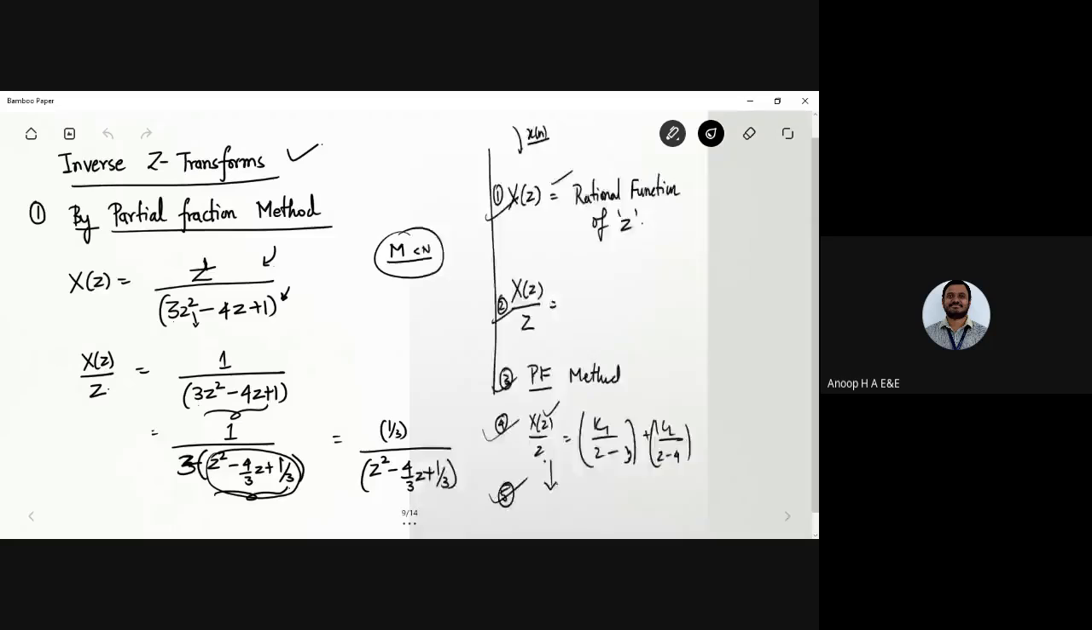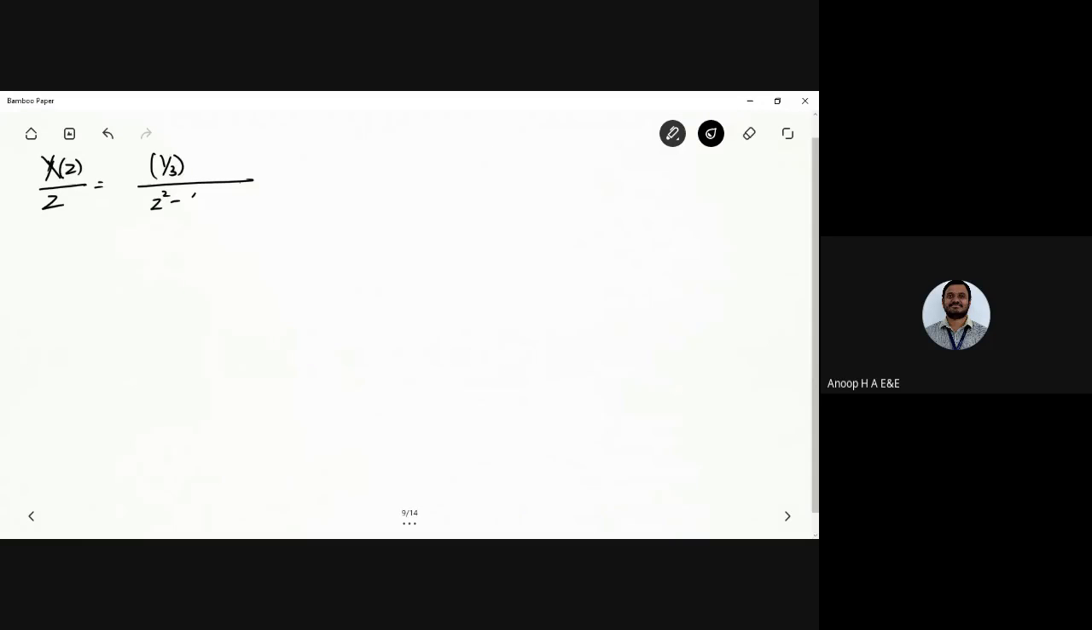I'll be having z squared minus 4 by 3 z plus 1 by 3. Okay, so this is the expression that is being reduced. Now if I want to reduce this expression again, I need to find the roots of it. So z minus 1 by 3 times z minus 1.